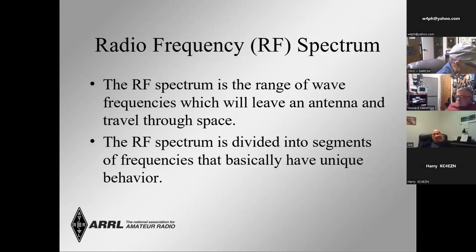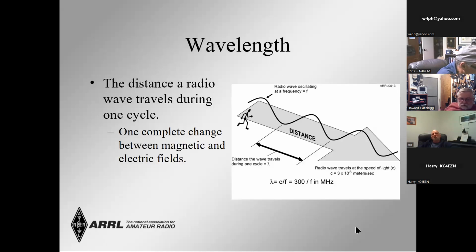RF radio spectrum. The spectrum is the range of wave frequencies which will leave an antenna and travel through space. The RF spectrum is divided into segments of frequency that basically have unique behavior. Wavelength, the distance a radio wave travels during one cycle, one complete change between the magnetic and electric fields.